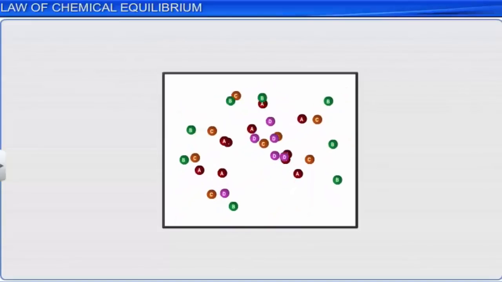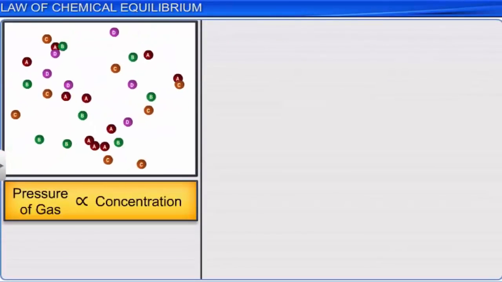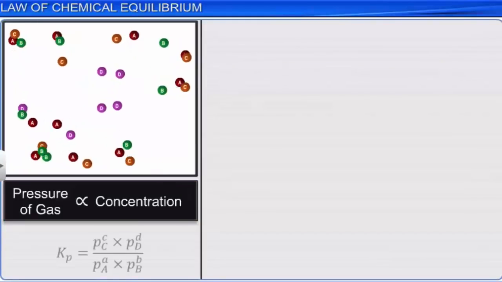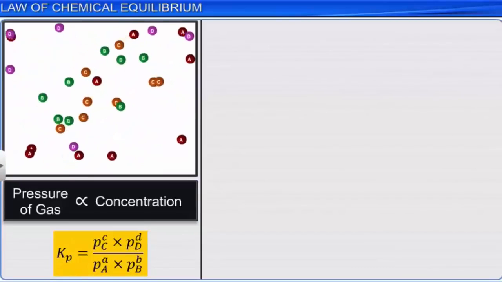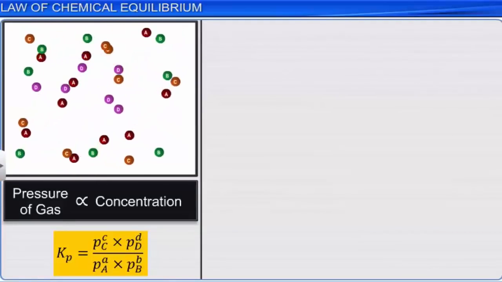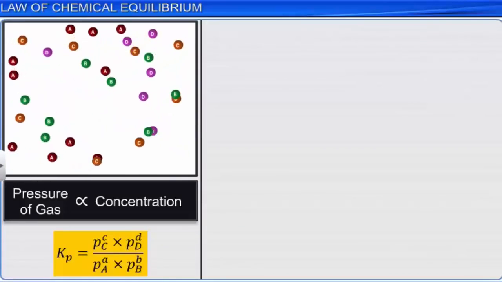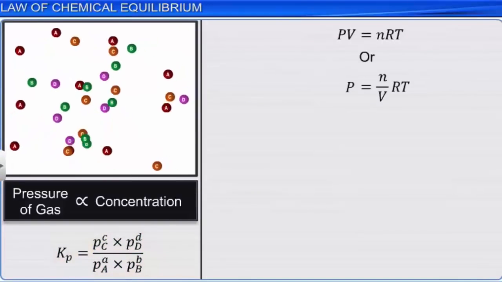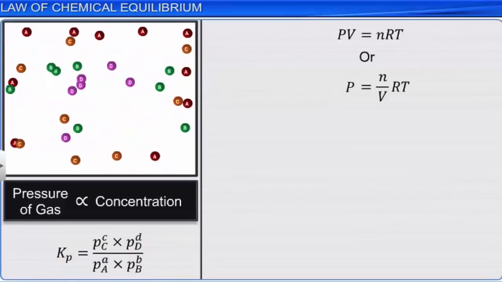Now, the equilibrium constant in gaseous systems. For gases at constant temperature, the pressure of the gas is proportional to its concentration. Hence, for a reversible reaction involving gases, the equilibrium constant is conveniently expressed in terms of partial pressures of the reactants and products in place of molar concentrations. Let us now see how the pressure of a gas at constant temperature is proportional to its concentration.